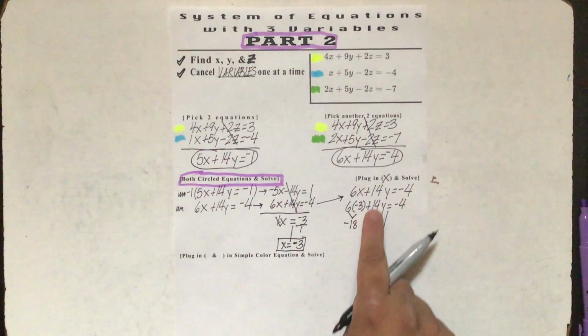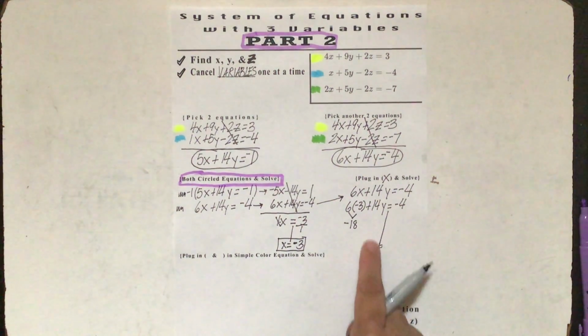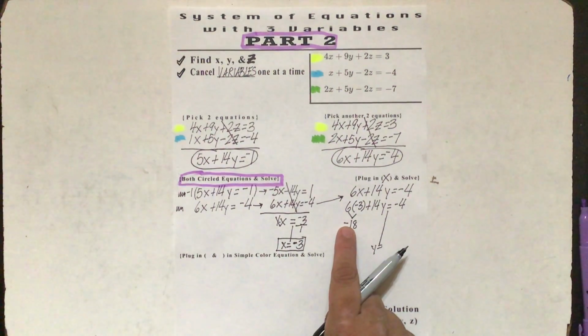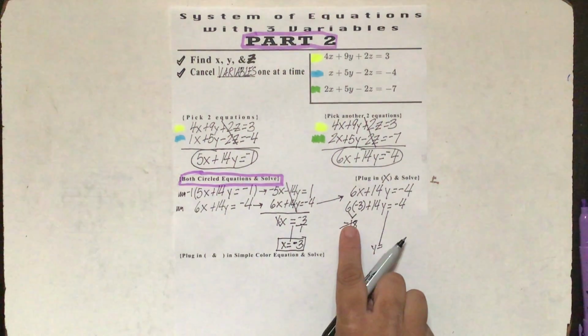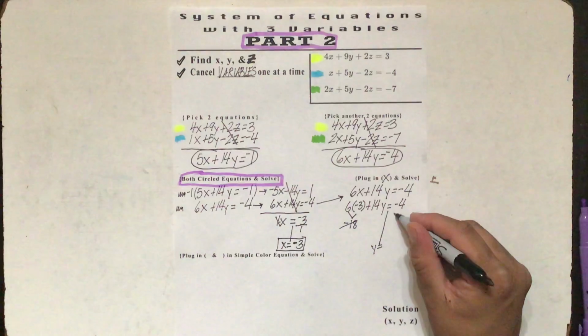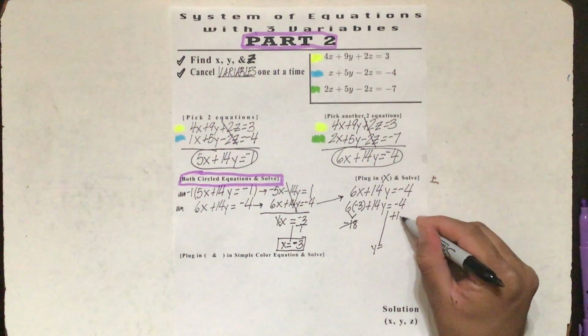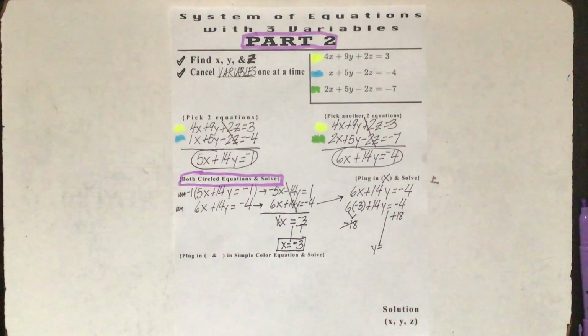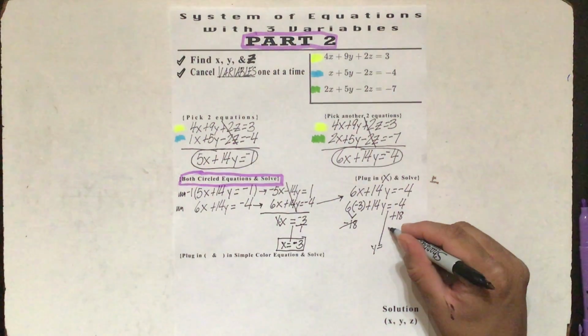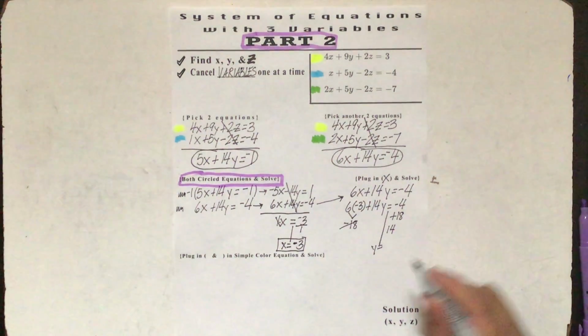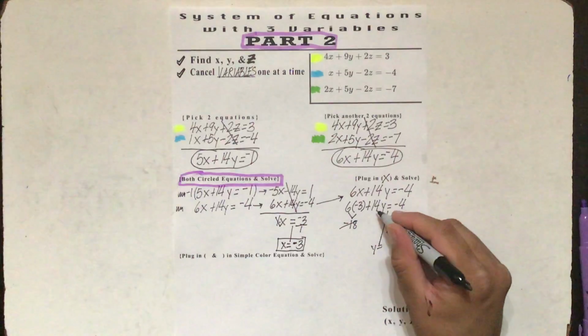Well, since I want my y's on this side of my line of separation, I'm going to move this negative 18 over here. And when this negative 18 comes over, it becomes a positive 18. So a negative 4 and a positive 18 are not the same sign, so I have to subtract. 18 minus 4 is 14. And it's a positive because 18 is bigger.